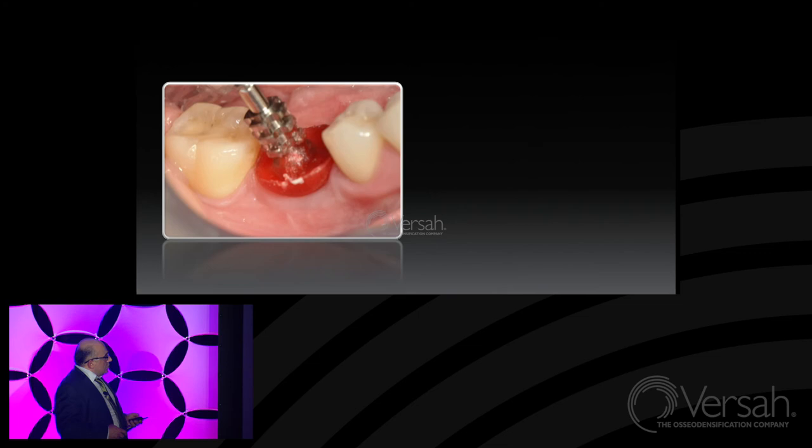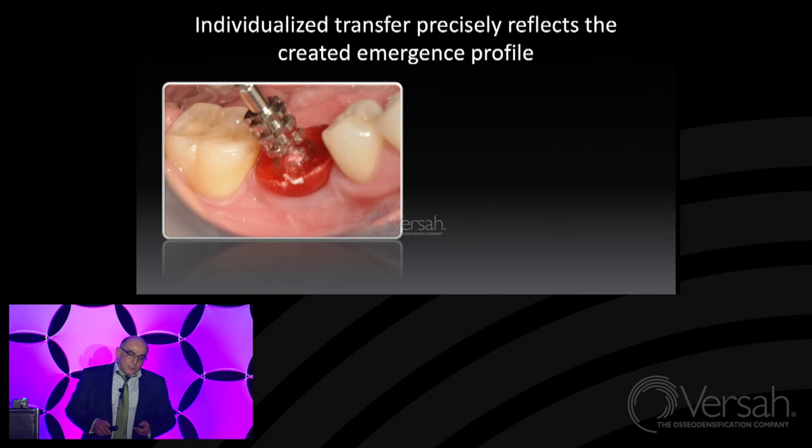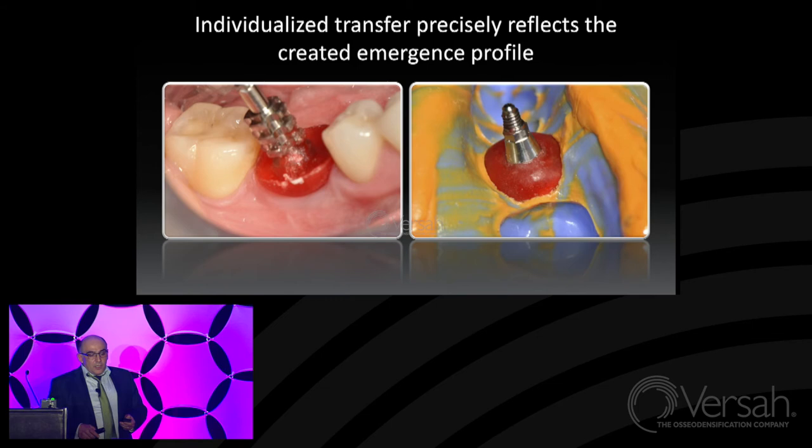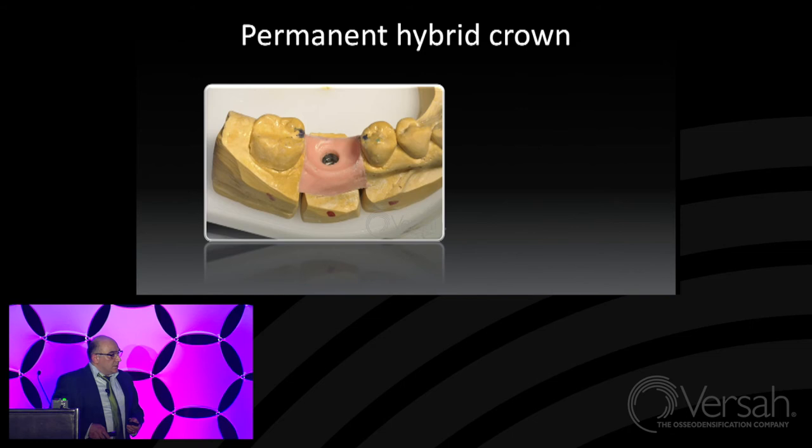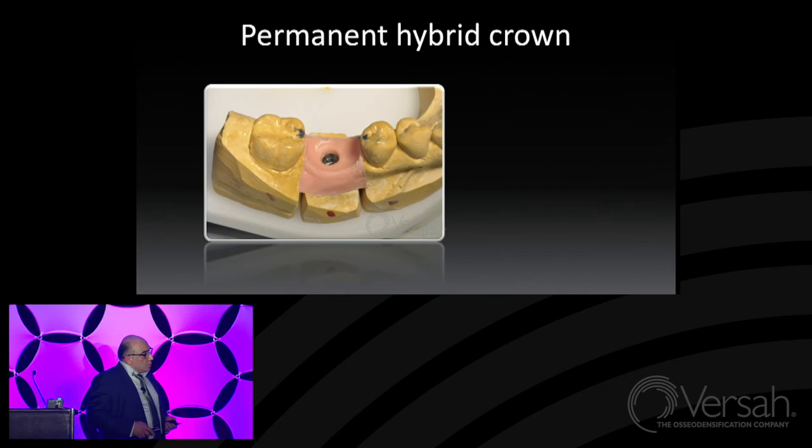So we attach our individualized transfer to the implant, make our impression and send it to laboratory. Reattach the temporary crown, waiting until the laboratory sends a final restoration. And here it is. Look at this. It's clearly visible, the new emergence profile, and it's beautiful, I think. This is the permanent crown.